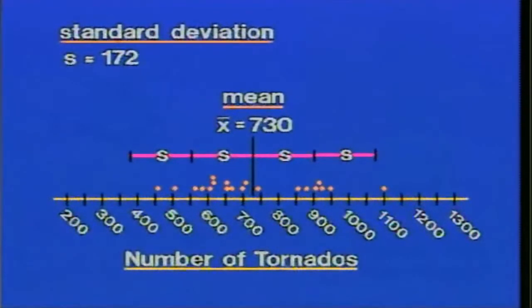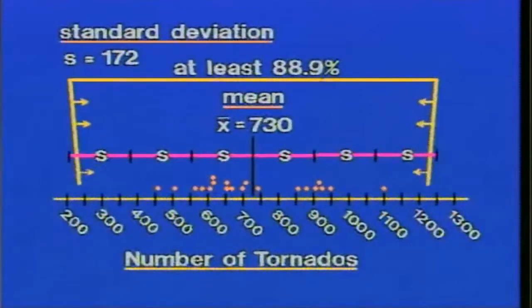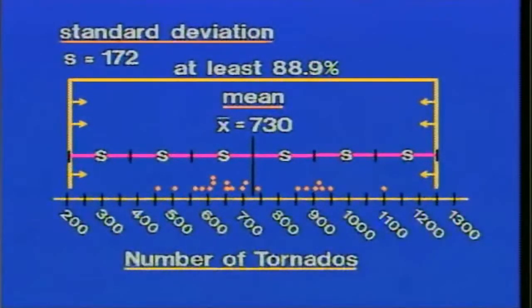Graphically, it looks like this. Now, here's where we were before with 2 standard deviations from the mean. If we move out to 3 standard deviations from the mean, we notice that for our data set here, all of the data values are within 3 standard deviations of the mean. But we know that Chebyshev is telling us that for any set of data, at least 88.9% of the data will be within this range. And we found that range to be 214 to 1,246.